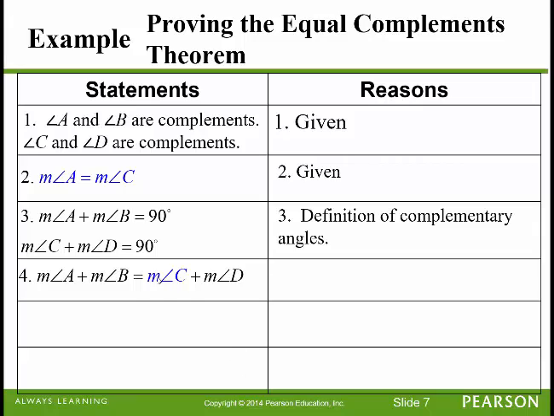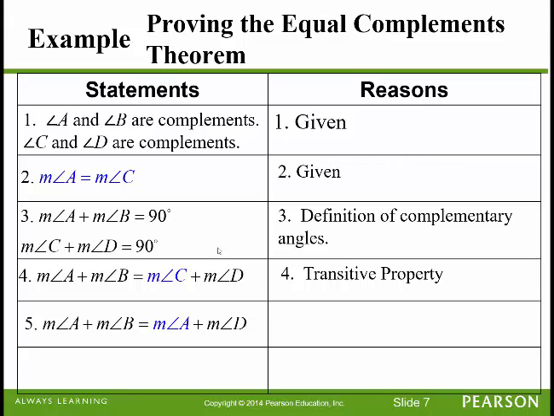We can sub in here. Notice that I have the measure of angle A plus the measure of angle B is equal to, and I'm just replacing it with the measure of angle C plus the measure of angle D. So where that was 90, it's this. And that's the transitive property that we learned back in section 2.6. It's really just that if two things are equal to the same thing, then these two must be equal.